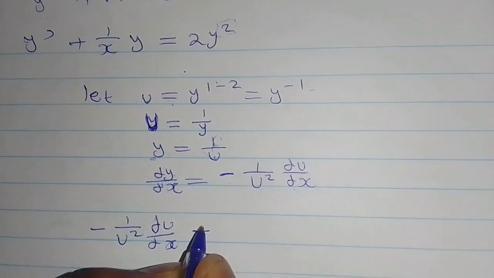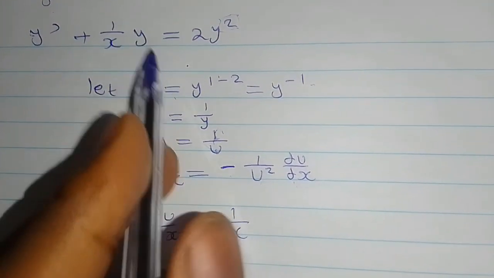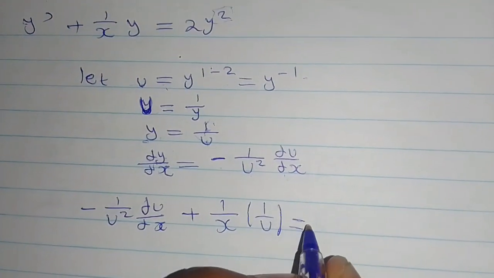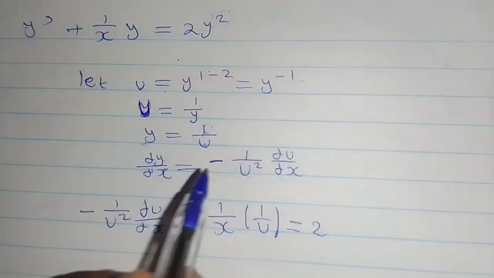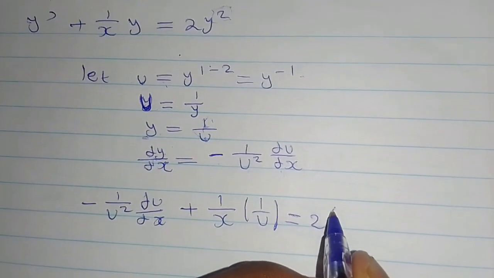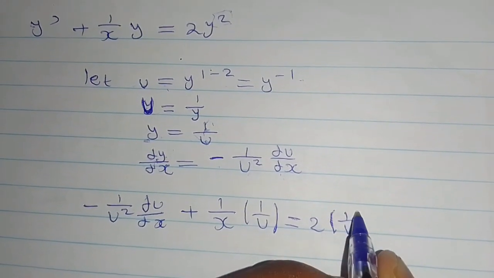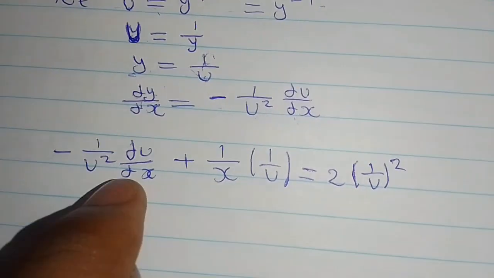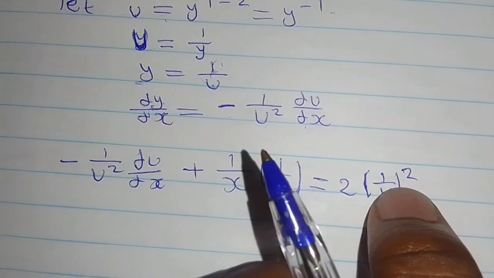And then plus 1 over x. Whenever you see y, you replace it with 1 over u. Then you have an equal sign, you have 2, and then you see y squared, so you replace it with 1 over u, all squared. Then you just have that. And then what you can do is multiply everything by minus u squared.